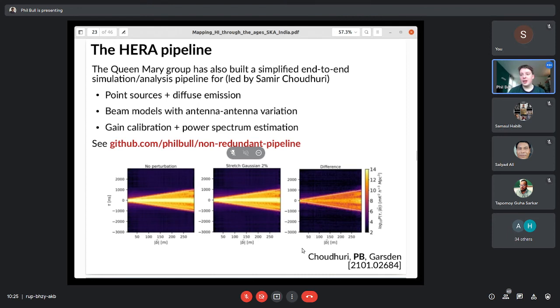And I'm just showing an example here of a wedge plot, so 2D power spectrum, where we added no perturbations to the beam. We perturbed the beams, and then this is the difference between them, and you can see the size of the effect that you get when you add that particular systematic. And so Samir led this nice paper here that's now published, where you can find more details of that.